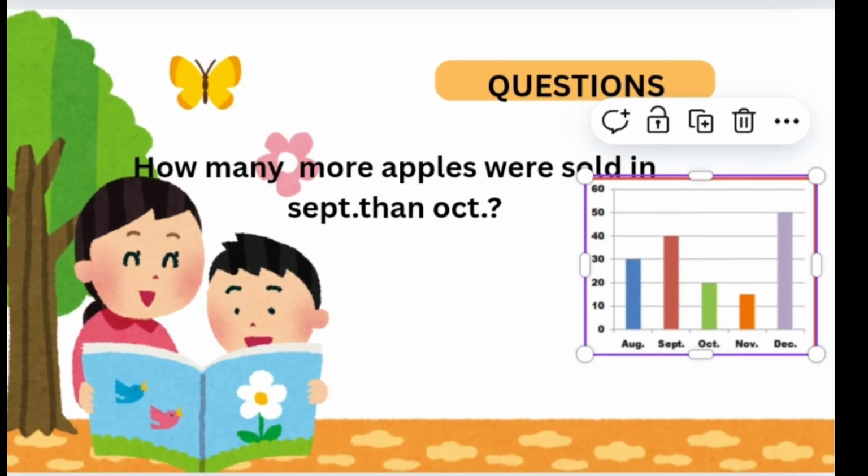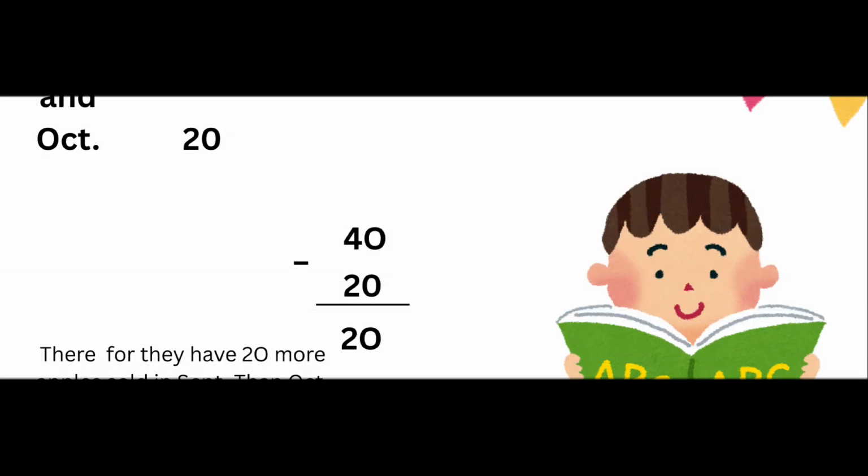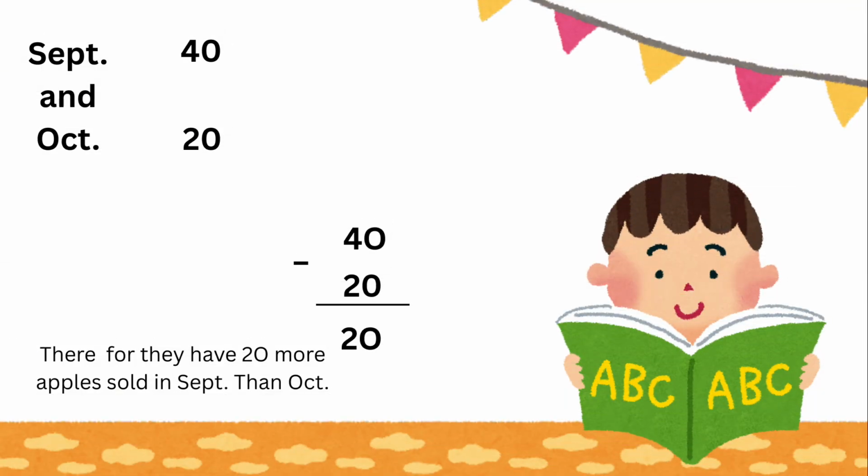So, another example. How many more apples were sold in September than October? So, we have to get the difference between the number of apples sold in the month of September and October. So, we're going to subtract this. 40 minus 20 is equal to 20. So, therefore, they have 20 more apples sold in September than October.